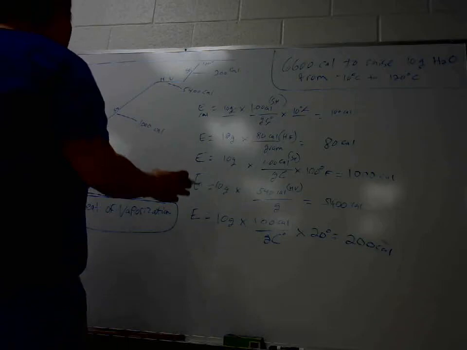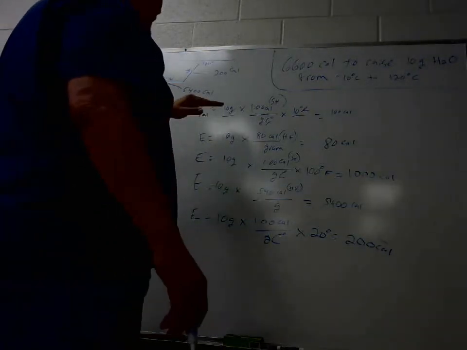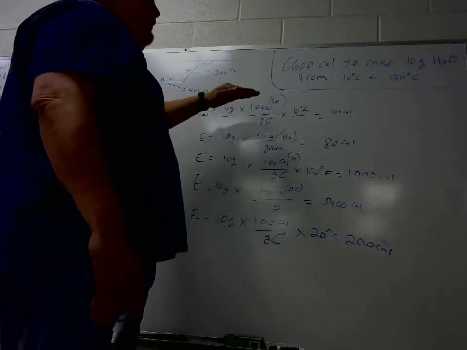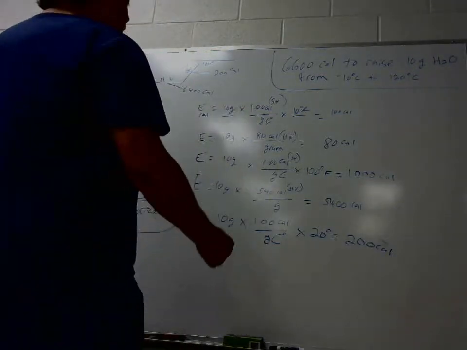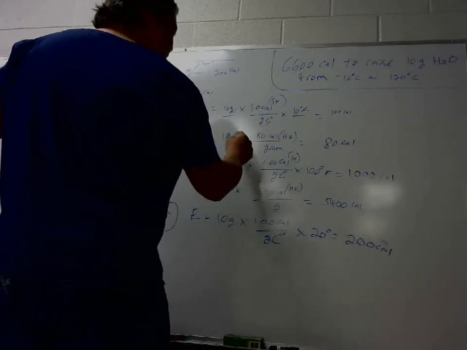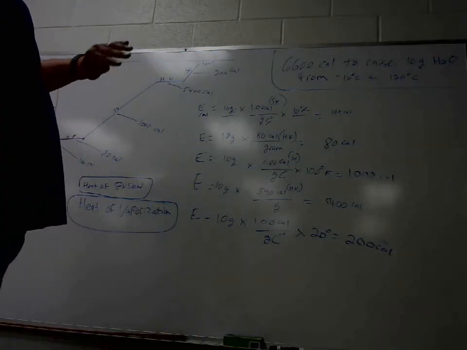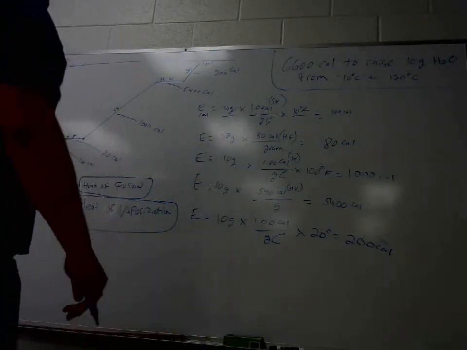And we know from our problem that we're dealing with 10 grams of water. So to make water go from ice to a liquid, we know that it's going to take 80 calories per gram, and we have 10 grams. So now we know that we're going to use 80 calories as the ice melts. Okay, now we're in liquid form.